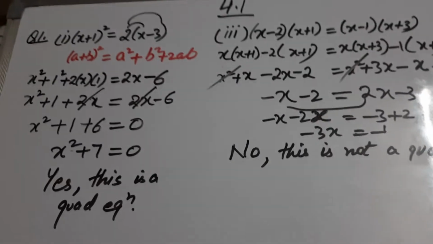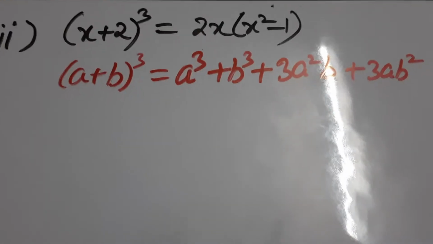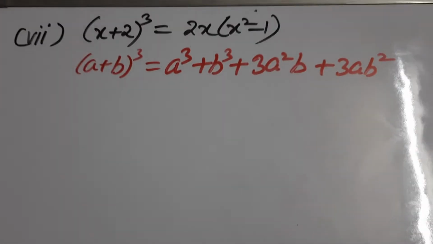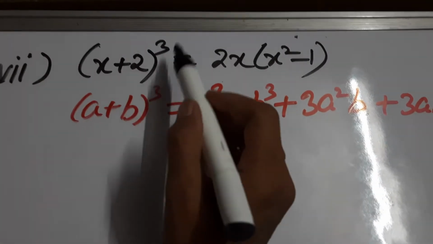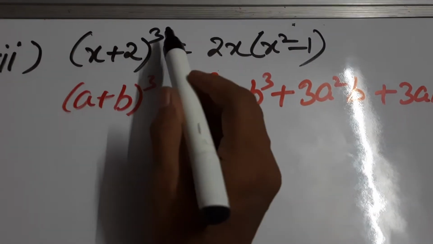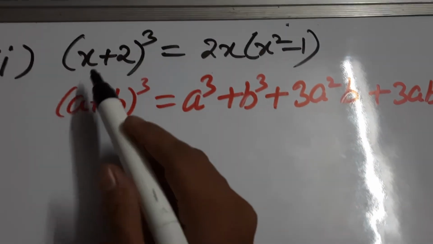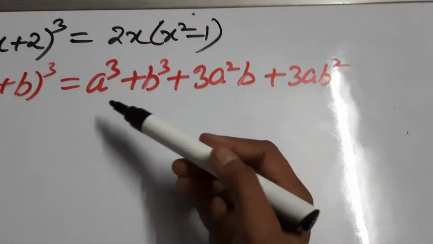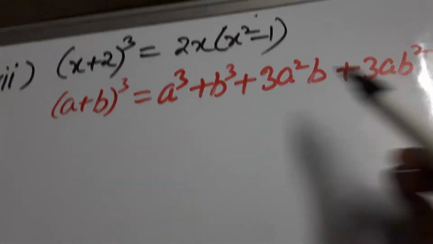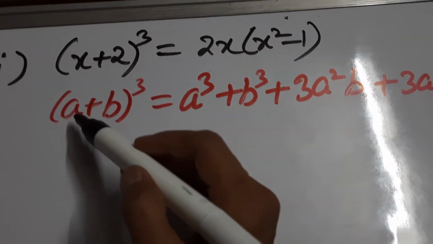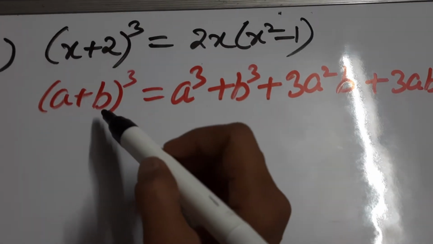So similarly, try the remaining parts also. So dear students, now I am solving 7th part. Here x plus 2 whole cube is there. So we will use the identity a plus b whole cube: a cube plus b cube plus 3a square b plus 3ab square. So in place of x we have a, in place of 2 we have b.